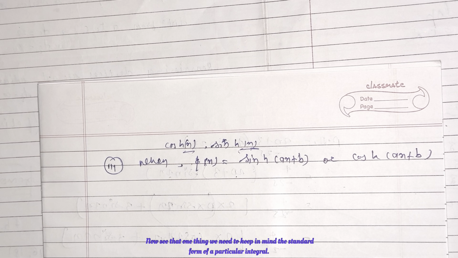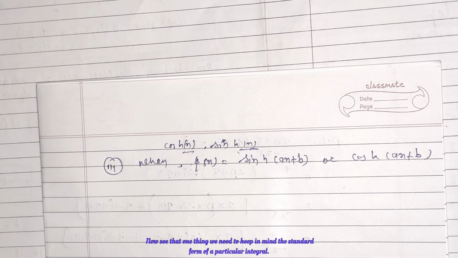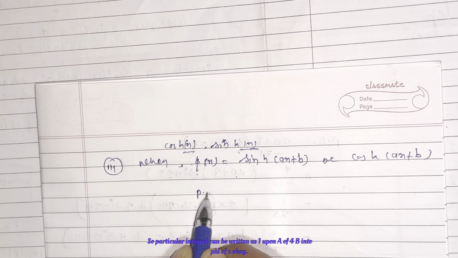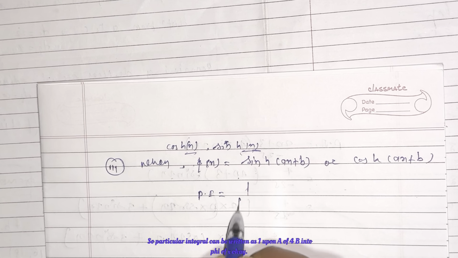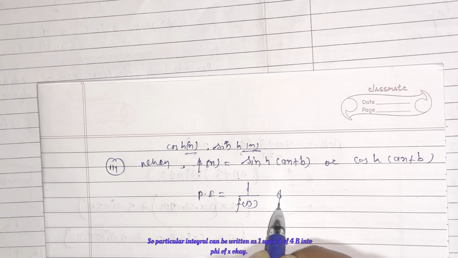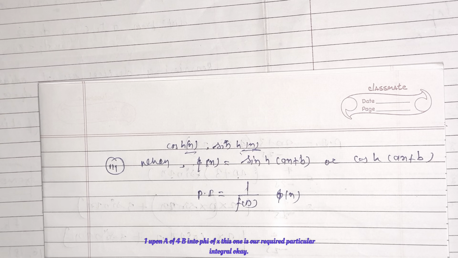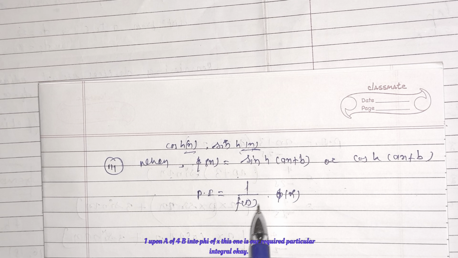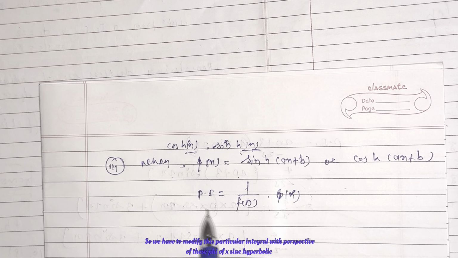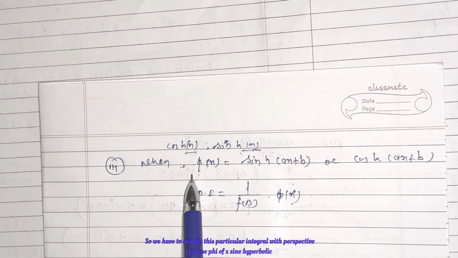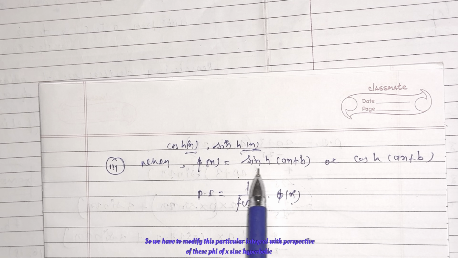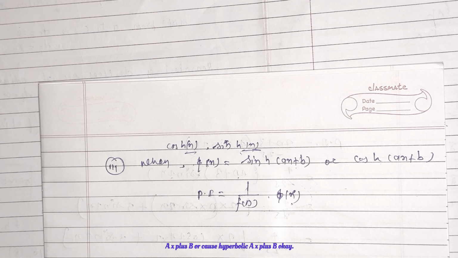Now one thing we need to keep in mind is the standard form of the particular integral. The particular integral can be written as 1 upon f of D into phi of x. This one is our required particular integral. So we have to modify this particular integral with respect to this phi of x, sine hyperbolic ax plus b or cos hyperbolic ax plus b. Now we are going to replace some of the values here, so it is a little adjustment.